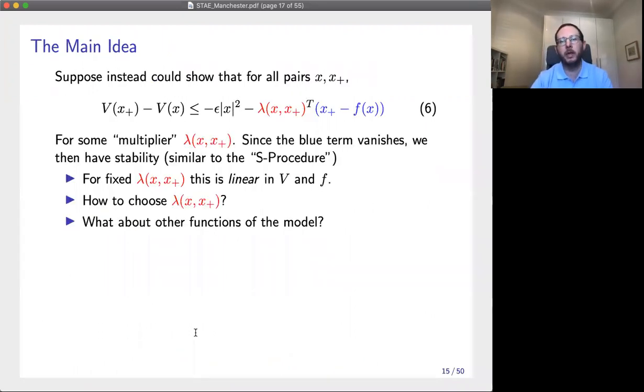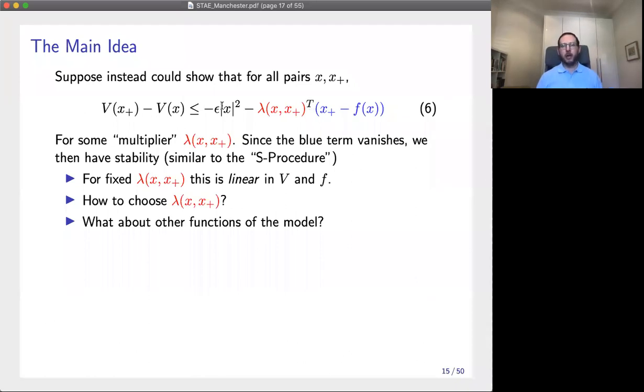So another way we can establish essentially the same thing is to introduce some multipliers. And this is for those who are familiar with the S-procedure in robust control, or Positivstellensatz in semi-algebraic geometry. This will look familiar. Basically, the idea is you take our stability condition here, but instead of putting f of x inside the brackets here, we just have some other variable, x plus. But then we add with a Lagrange multiplier here, lambda, the term x plus minus f of x. And if this inequality holds for all pairs x and x plus, then we can establish stability, essentially because the blue part here vanishes for any solution of our model. And since that blue part vanishes, we're just left with this part here, which was the stability condition.